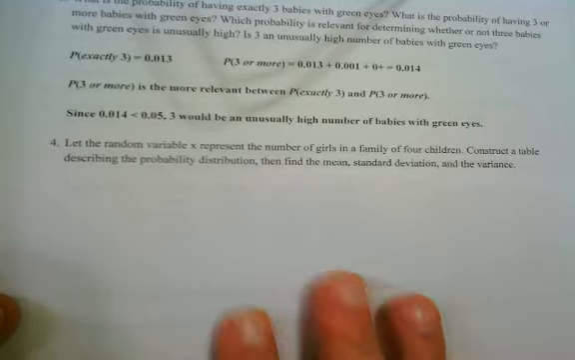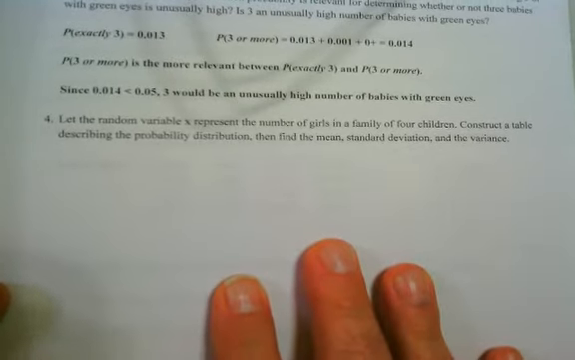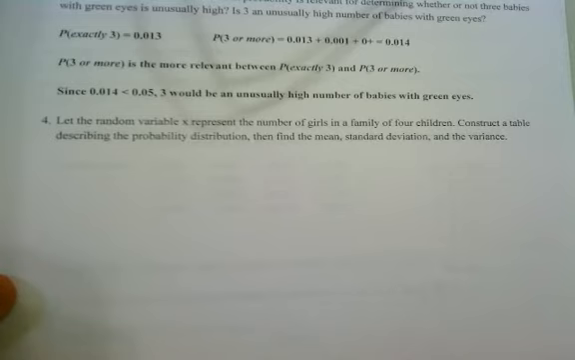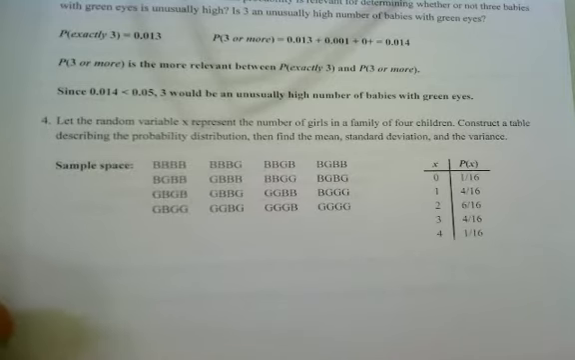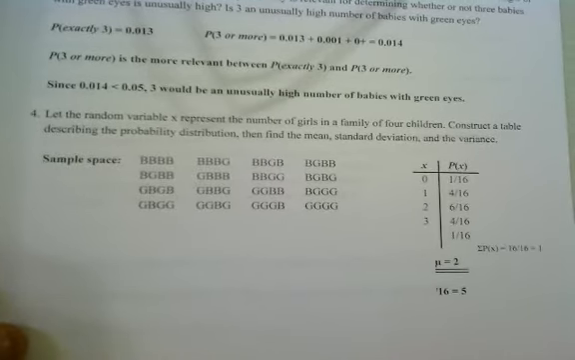Alright, now, in the next problem, and this will be a different one, it says, let the random variable x represent the number of girls in a family of 4 children. Construct a table describing the probability distribution, then find the mean, standard deviation, and the variance. So here, we want to construct the probability distribution table, and we need to do that first by looking at the sample space.